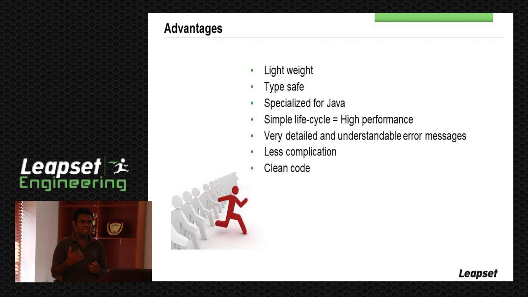Spring has a Java config where we can use Java-based configurations, but that is not widely adopted yet, as I know. But in Guice, all the things are done using Java-specific code. It's type safe and uses annotations. And if you are going to use some dependency injection for Java, Guice is definitely the first choice because it is specialized for Java. And it has a simpler life cycle than the Spring one, which means it increases the performance.